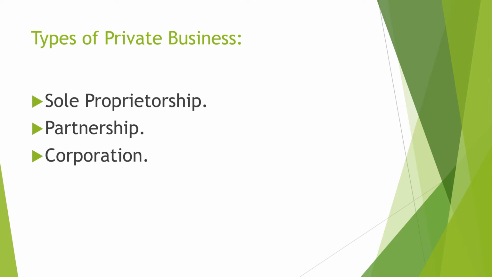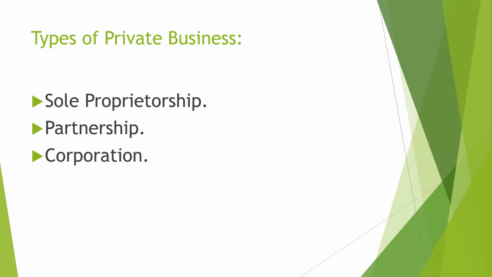Types of private businesses, there are three. Firstly is the sole proprietorship. Only one owner. Let me explain. A sole proprietorship is a business that can be owned and controlled by an individual, a company, or a limited liability partnership.